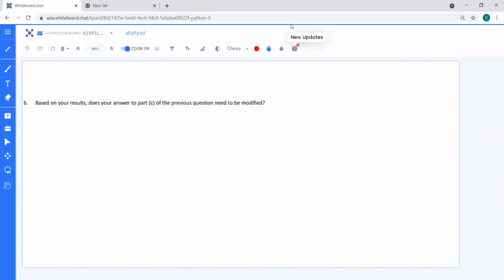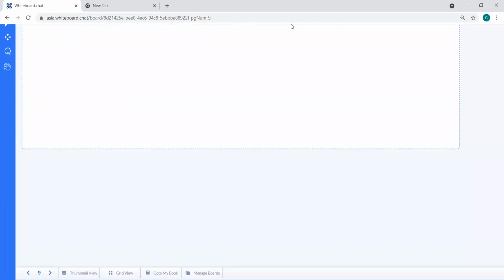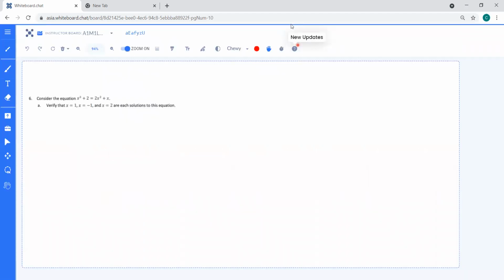All right, based on your results, does the answer in part C of the previous question need to be modified? Well, no, because it retains the original solution. So no, it does not need to be modified. It's not squared or anything like that, because we ended up square rooting it.